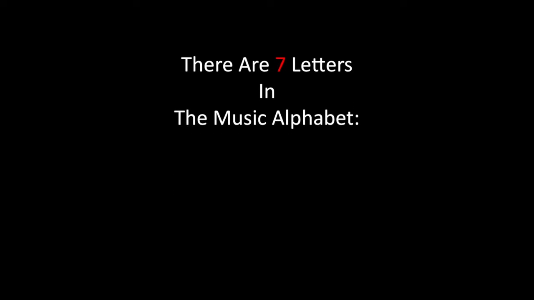There are 7 letters in the musical alphabet. Just 7, that's it. Every chord and every note on every fret of your guitar has a name, and that name starts with one of those 7 letters. They are A, B, C, D, E, F, and G. Note that B and C as well as E and F have a special relationship on your guitar. I'll show you more about that in a moment.